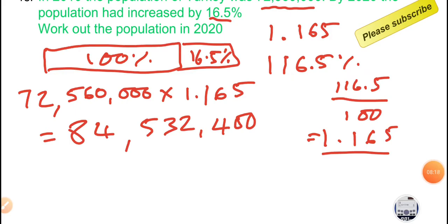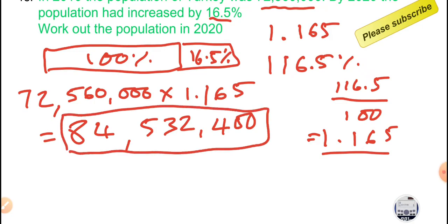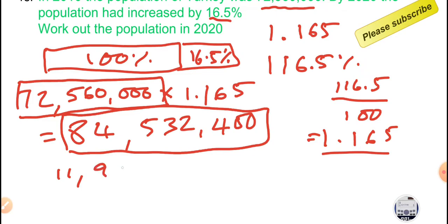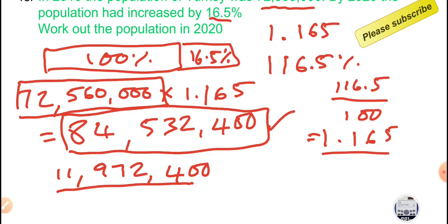And remember, the question could have said how much has the population gone up by. If they did that, then we just simply do this answer, take away how much there was originally, and when you take the 2 away on your calculator, you should get the answer of 11,972,400. So this is how much the population has gone up by from 2010 to 2020, and this is what the new population is. So depending on what the exam question is asking you, you have to choose your answer carefully.